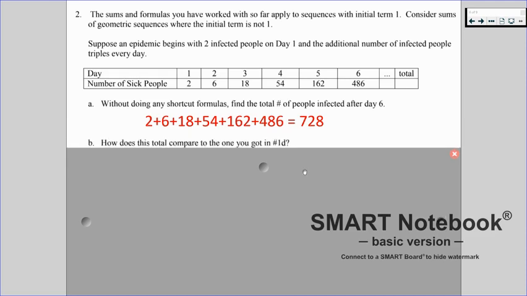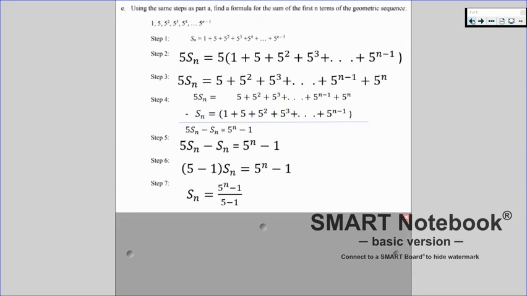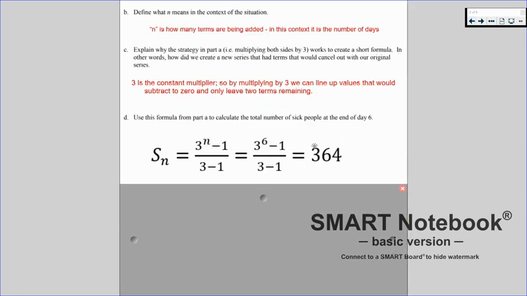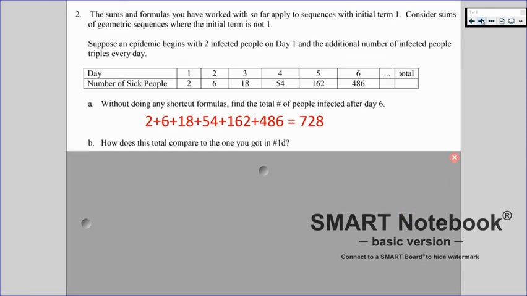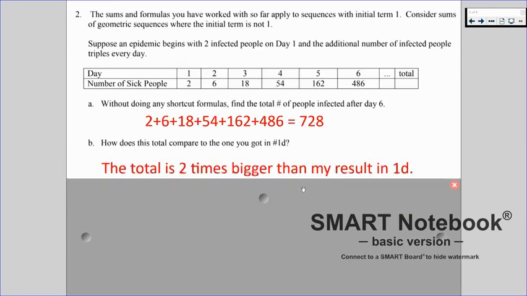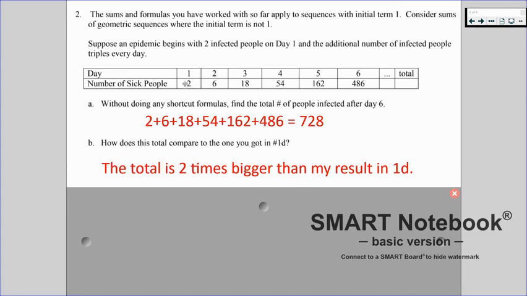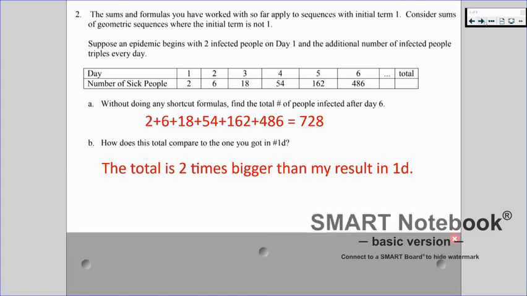How does that number compare to the answer that we got in 1D? As I flip back to 1D, I had 364. So how does that compare? This number is twice as big. I started with 2 times more people at the beginning. All right, we'll see if that rings true as we keep going.